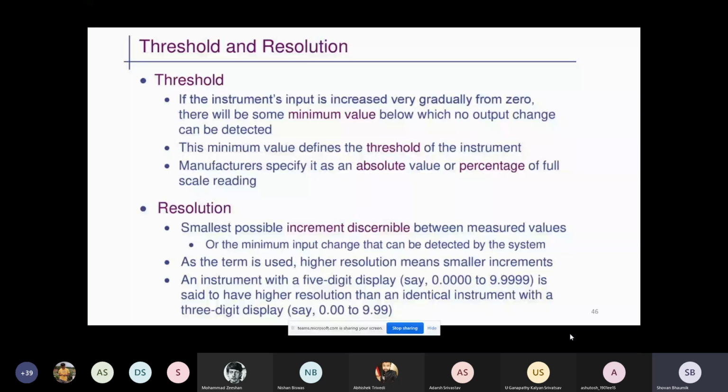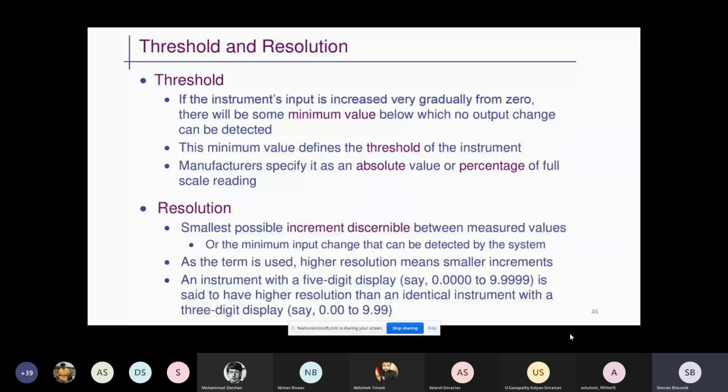So if I say that we have two instruments, one with high resolution and another with low resolution, which one will you prefer? Always you will prefer the high resolution. And if one instrument has a low threshold and another has a high threshold, which one will you prefer? Low threshold value you will prefer, because a small change can be detected. Okay. So these are the differences between threshold and resolution.